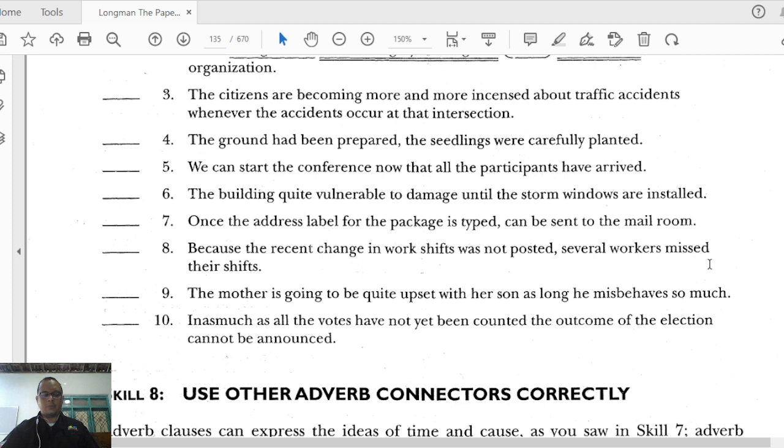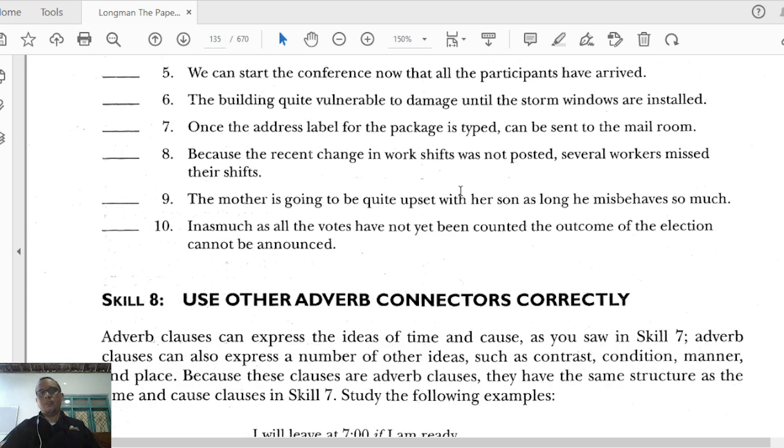The mother is going to be quite upset with her son as long as he misbehaves so much. As long as, kurang s there. Number 9, incorrect. In as much as all the votes have not yet been counted, the outcome of the elections cannot be announced. Okay, correct.